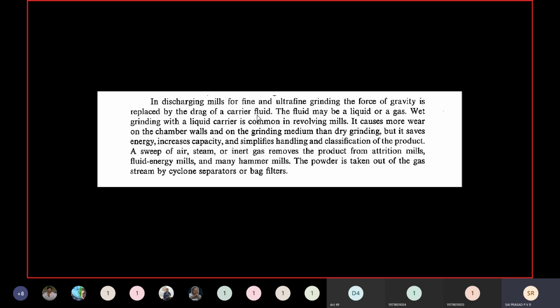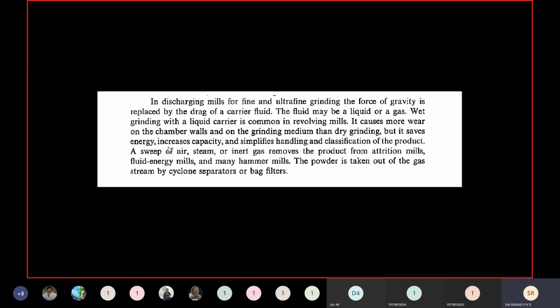Once the size is small, only then will they try to move along in the direction of B to A, because air is moving from B to A through the small gaps between the vanes and the casing container. So the air we are using is for taking the product out of the crushing zone. Then the fluid may be liquid or a gas. Wet grinding with the liquid carrier is common in the revolving mills.